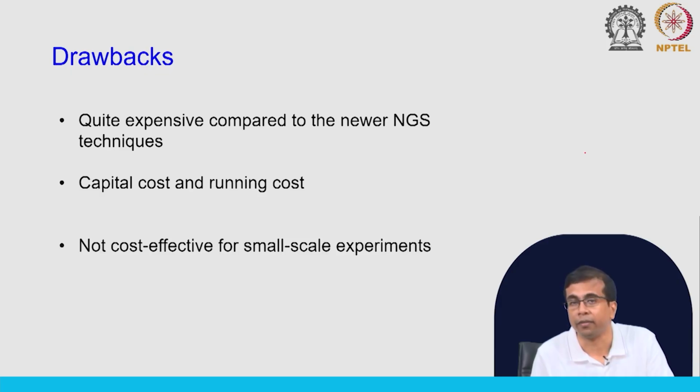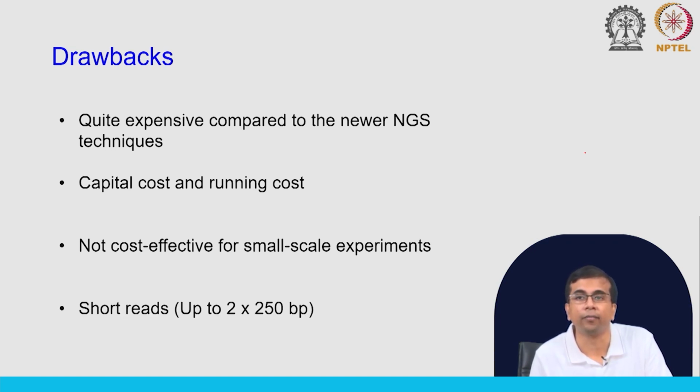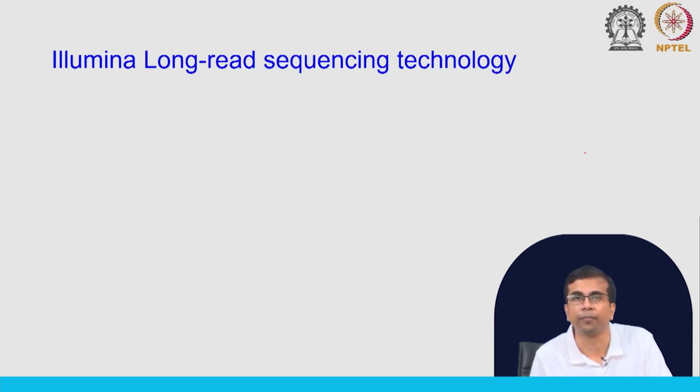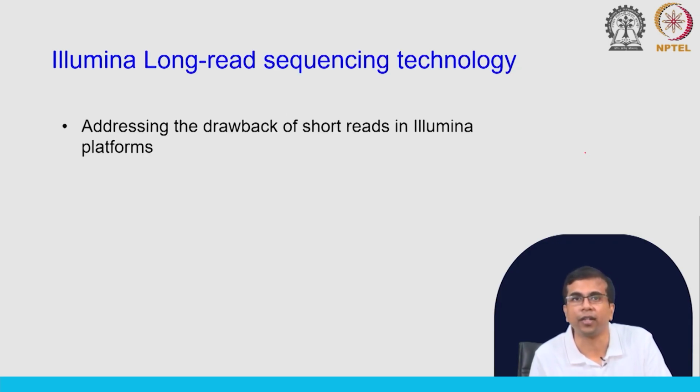It is not cost effective for small scale experiments because the numbers of reads that you are getting are really large. So, if you have only 1-2 samples and you do not want too much data, then this is not the method that you will use for your application. And one of the major drawbacks is that we get only short reads, up to 2 into 250 base pairs. So, to address this, Illumina has developed something called long read sequencing technology.